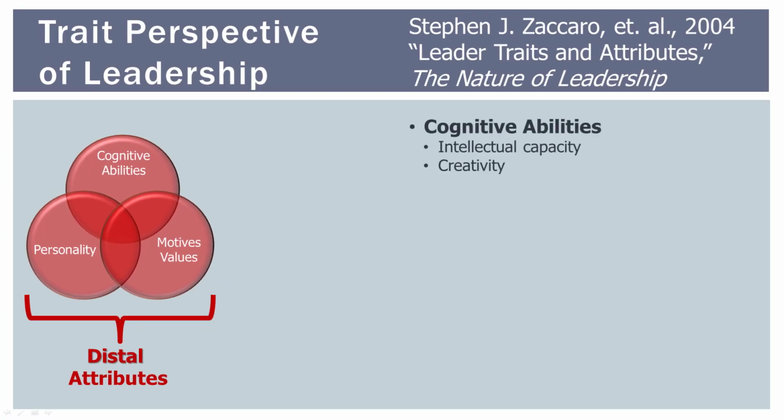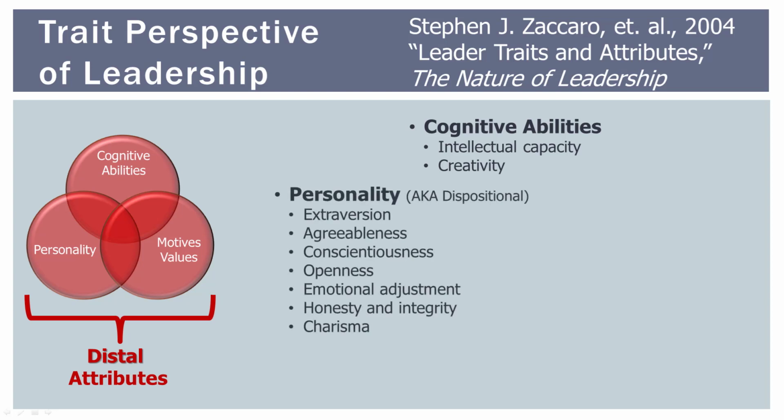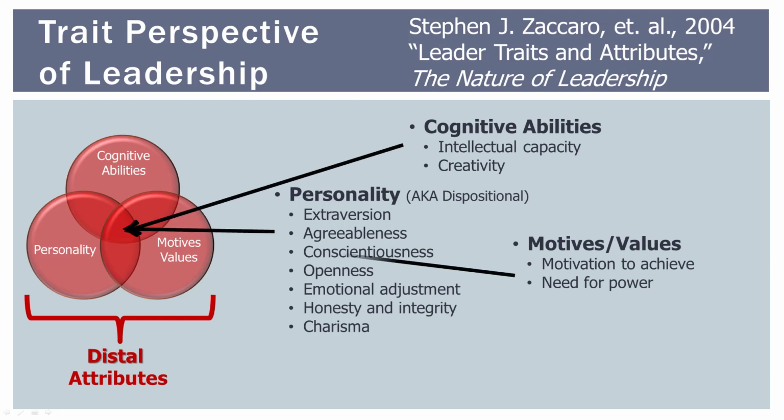Cognitive abilities are what your brain does, your intellectual capacity, and your creativity. Personality, sometimes called dispositional, includes extroversion, agreeableness, conscientiousness, openness, emotional adjustment, honesty and integrity, and charisma. Motives and values relate to the motivation to achieve and the need for power. These combined make the core of distal attributes.